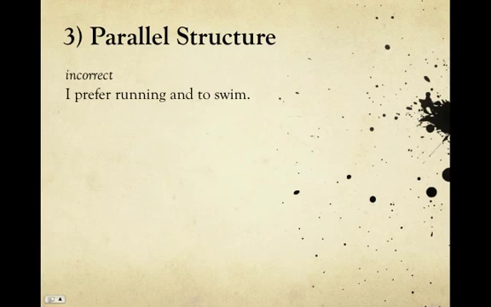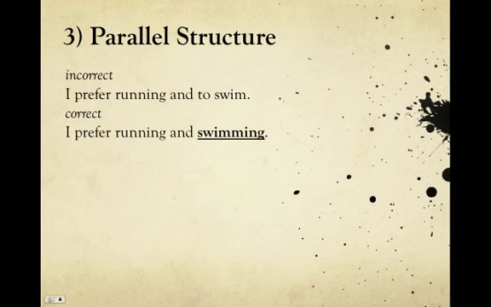So can you guess how we're going to fix this? We have two options. I either go with two ing verbs, running and swimming, or I go with two to verbs. I prefer to run and to swim.